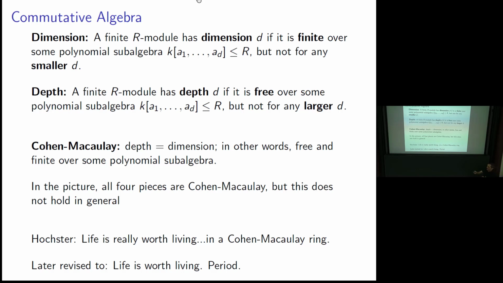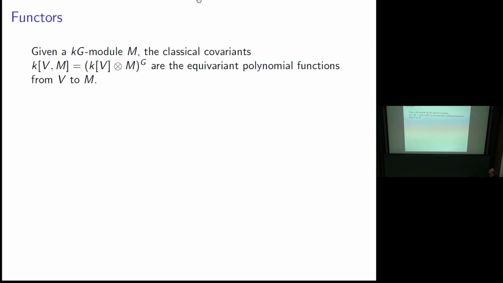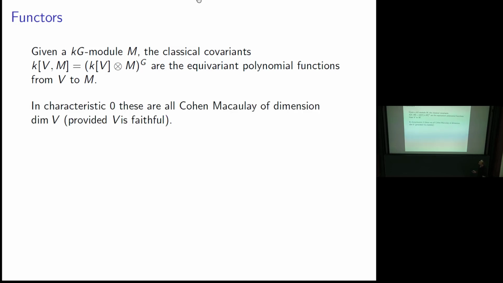Okay, so I want to understand more about this. The classical thing to look at, particularly in characteristic 0, is called the covariants, which has rather confusing notation. So k[V]⊗M, but then you tensor it with some module and take the invariants. So it's essentially polynomial functions from V to M. And people looked at that, and in fact, in Stanley's book, in characteristic 0, these are all Cohen-Macaulay.